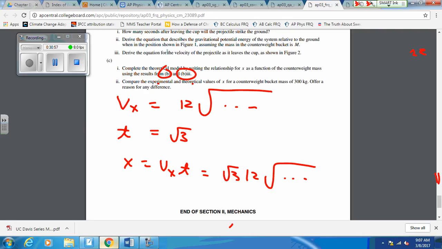Compare the experimental and theoretical values of x for a counterweight bucket of mass 300 kilograms. Where am I going to get the experimental value? From the data, from your best fit curve. Or maybe the data table. Am I lucky enough to have a 300 on there? Yes. Okay. Should I use the 300 experimental data or the 300 best fit curve? Experimental. Ooh, interesting. That's a really interesting question.